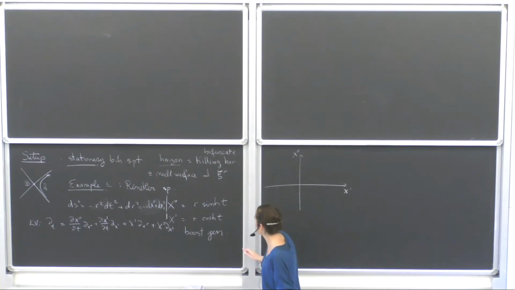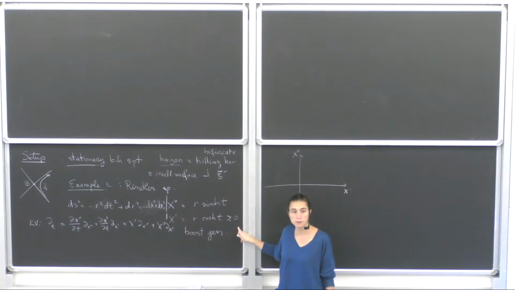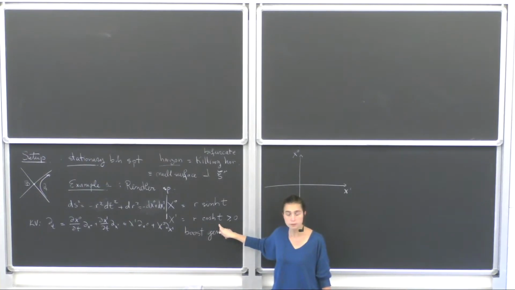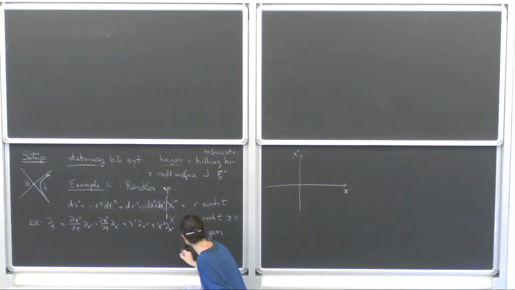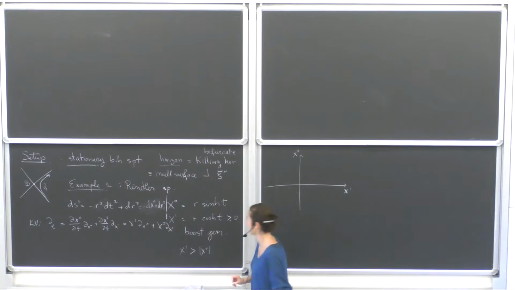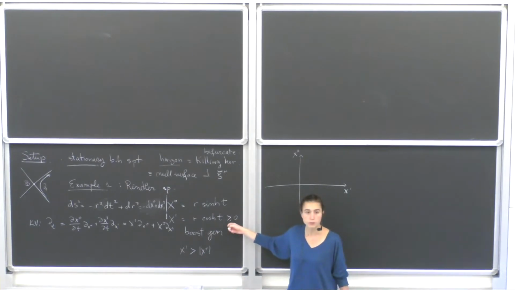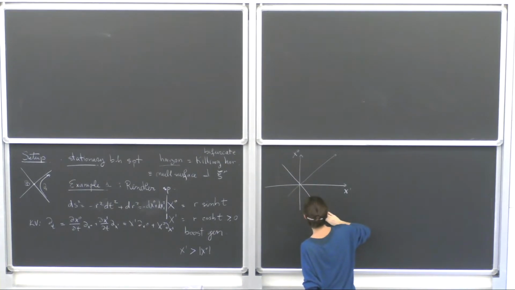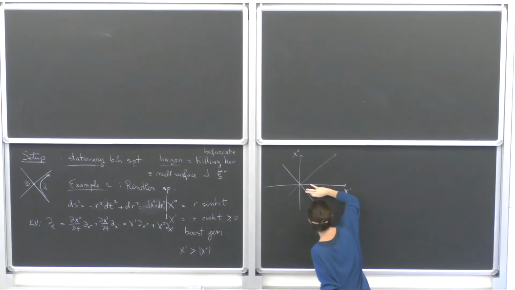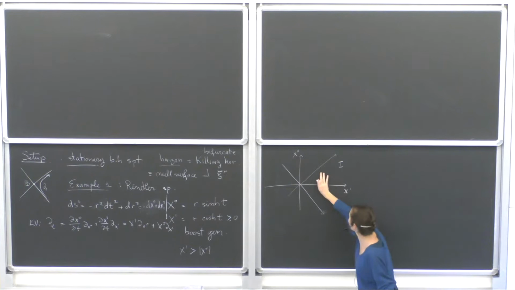And it's easy to see that these coordinates, so you see that x1 has to be positive, just because r is positive and cos is positive. And then you also notice that x1 is greater than mod x0, just from the definition. So basically you see that these coordinates only cover this region. Well, let me call it region 1. Okay, so you see that these coordinates, which are called Rindler coordinates, they only cover this wedge of Minkowski space, right?